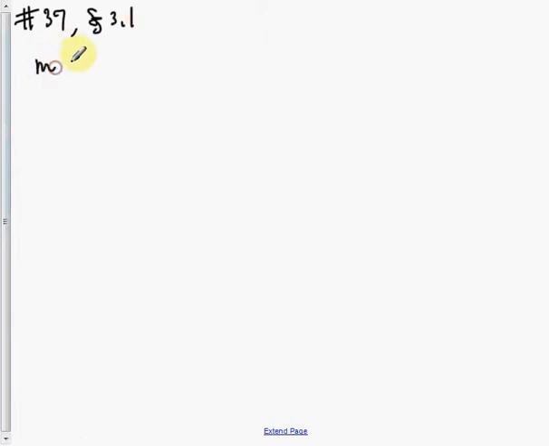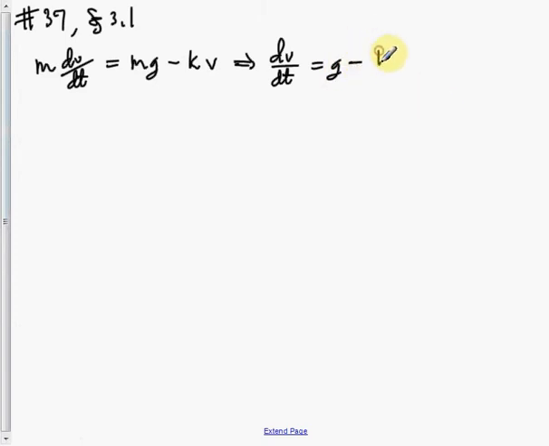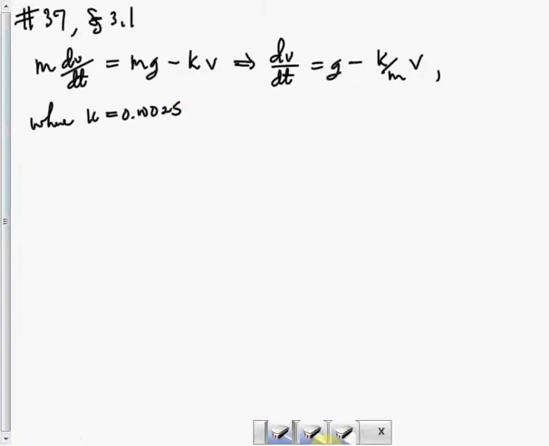So we have m dv over dt. It's given to be m times g minus kv. This implies that dv over dt is equal to g minus k over m times v, where they give us that k is equal to 0.0025. I get mixed up with those zeros too.